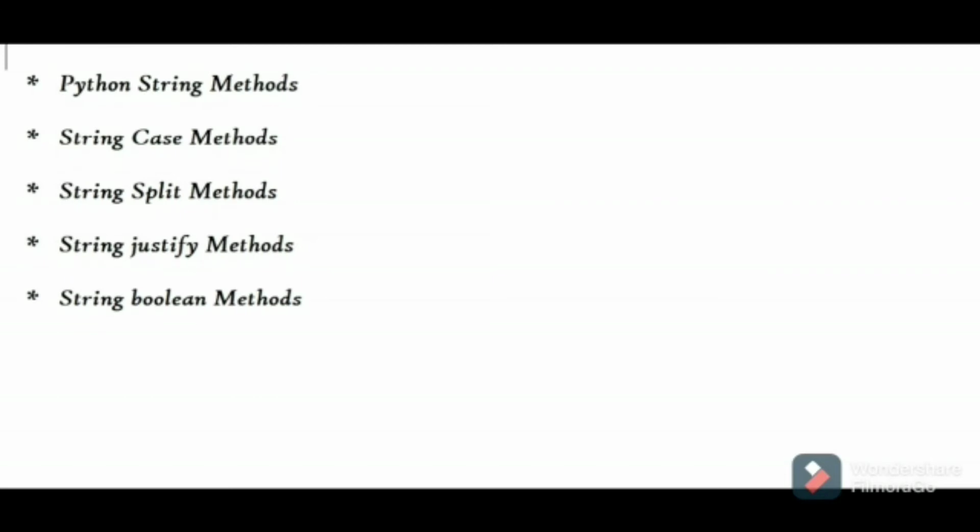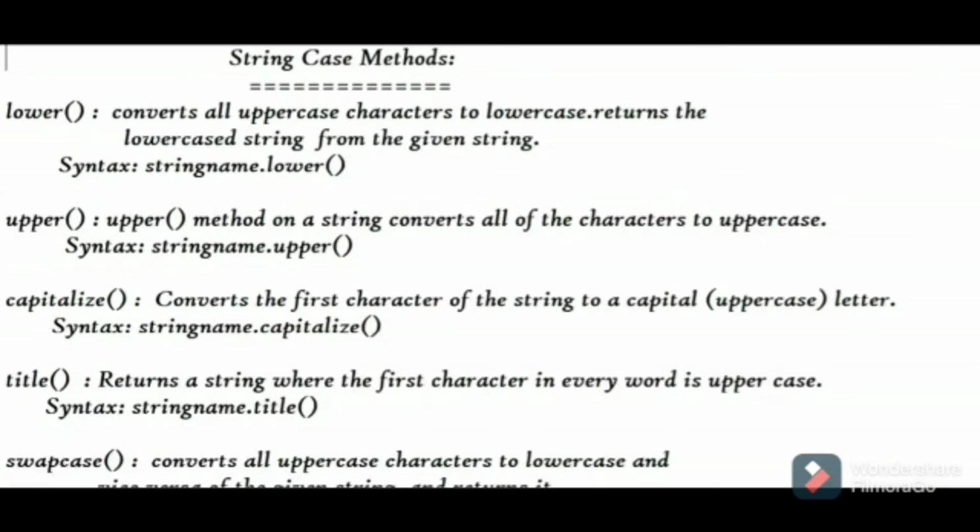Now we are going to see about case methods. Here case methods are 5: lowercase, uppercase, capitalize, title, swap case. Lowercase returns a string in which all the case-based characters are present in lowercase. That is, all the uppercase characters are converted to lowercase, so the final string is a lowercase string.